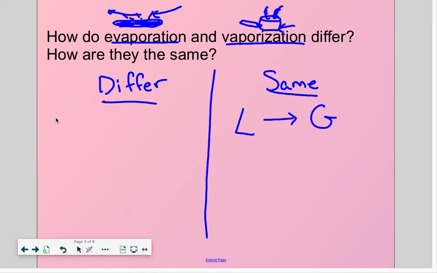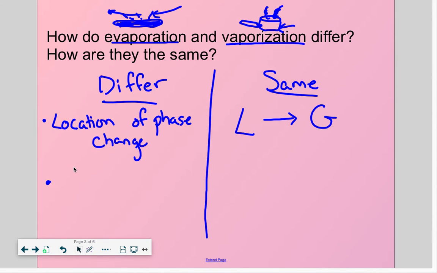So we'll say location of phase change. And that's just one of these. So location of phase change. Okay. And so we would say that for evaporation, it's at the top, vaporization's at the bottom. The second thing I'm going to add on here is the temperature. And that's probably more of the obvious one.